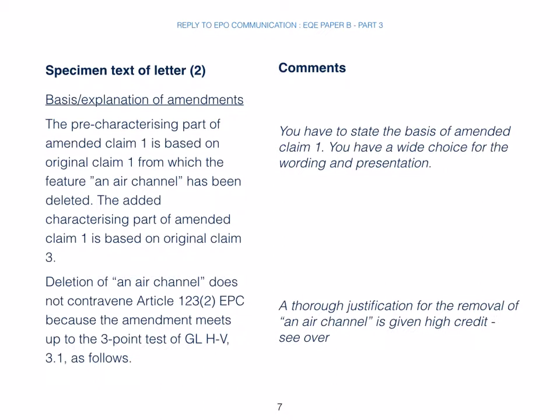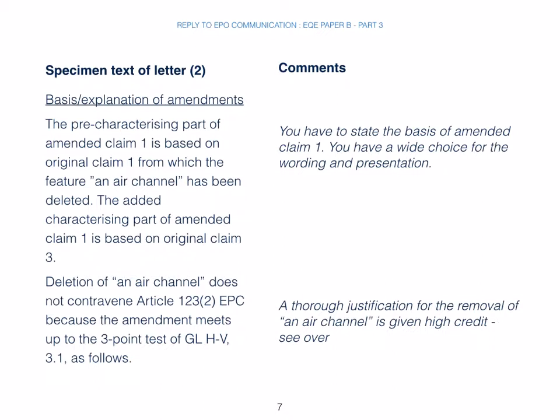The pre-characterizing part of amended claim one is based on original claim one, from which the feature "an air channel" has been deleted. The added characterizing part of amended claim one is based on original claim three. Then I go on to say, deletion of an air channel does not contravene Article 123(2) EPC because the amendment meets the three-point test of Guidelines H-V, 3.1 as follows.